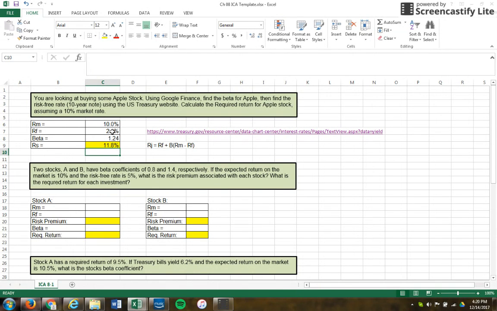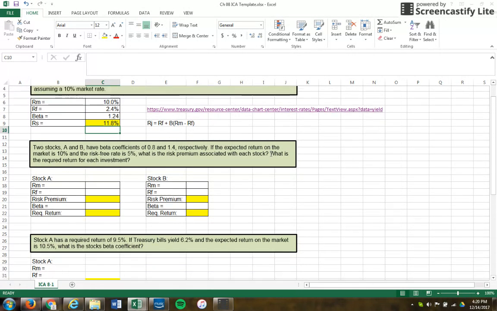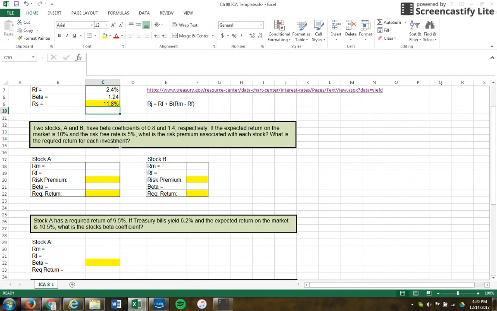So that's how we use the CAPM pricing model. Let's do another one. Two stocks, A and B, have betas of 0.8 and 1.4 respectively. So one is a little bit less risky than the market. The other one is a little bit more risky than the market. If the expected return on the market is 10% and the risk-free rate is 5%, what is the risk premium associated with each stock? What is the required return for each investment?